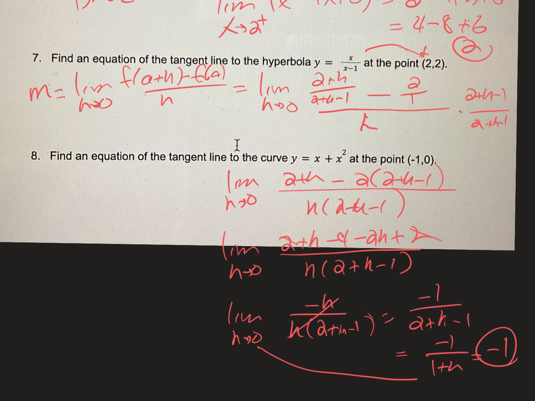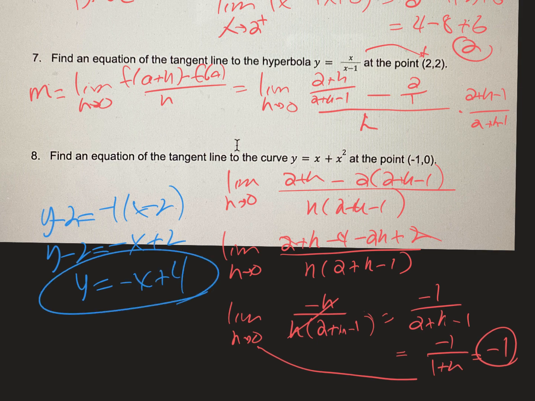And now I'm just going to do point slope form with the point originally to get my equation of the tangent line. So I'm going to have y minus 2 equals negative 1 times x minus 2. Let's distribute that, negative 1x plus 2. Move the 2 over. Looks like I'm getting negative x plus 4. There's the equation of the tangent line to the hyperbola at that point. All you got to do on that one.